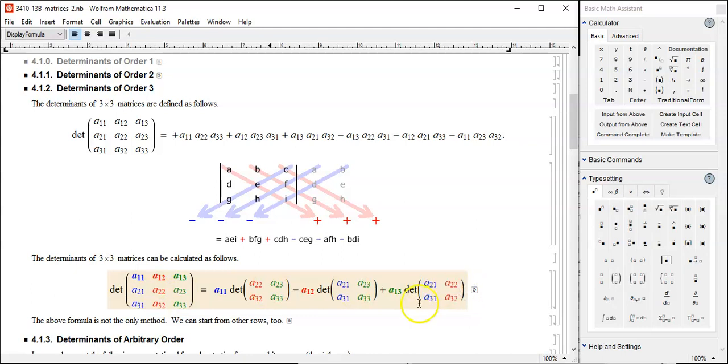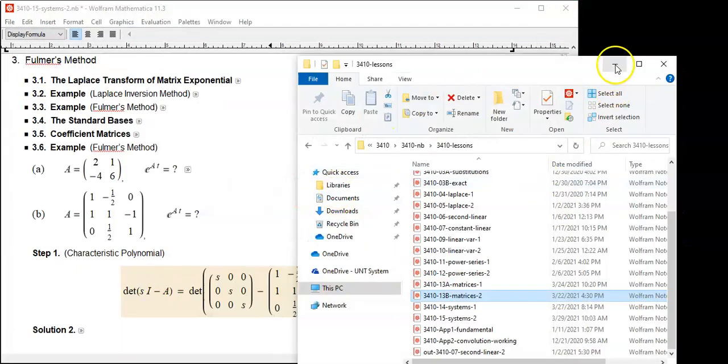We can do it the other way. The second method is a little bit more general, and this is usually the textbook's method. In solution 2, I use this one, so let's do it this way. By the way, this method can be generalized into 4x4, 5x5, whatever. So this one is a little bit more general. That's the method I'm going to select here.